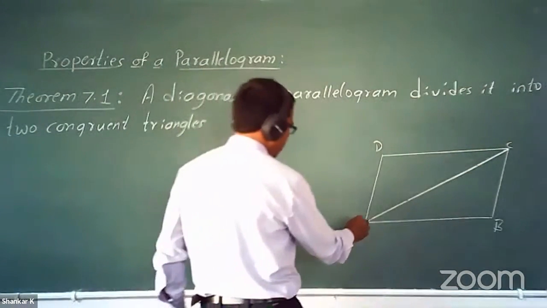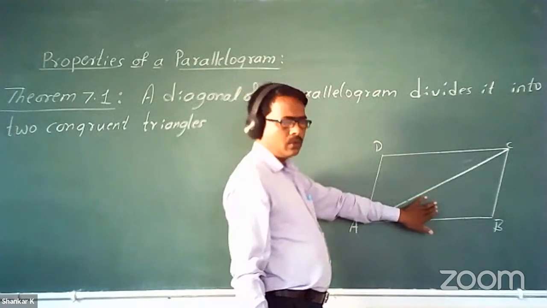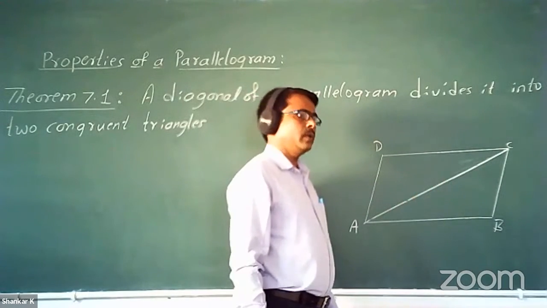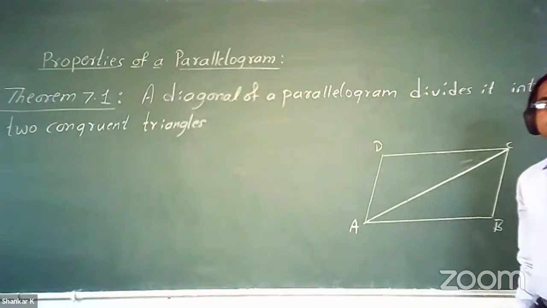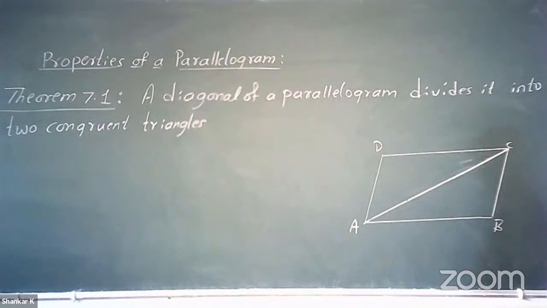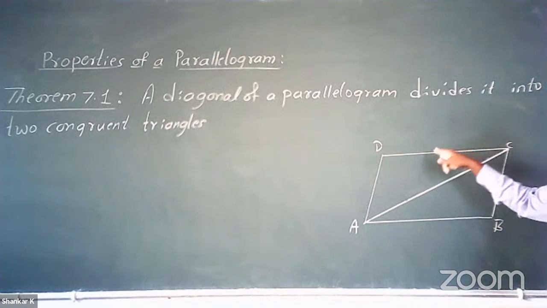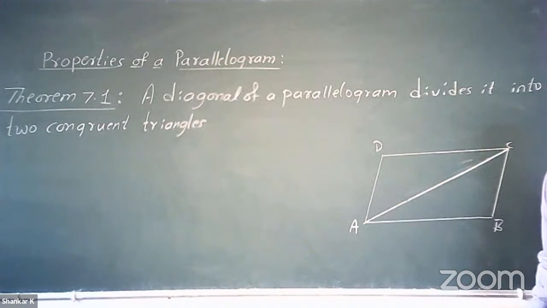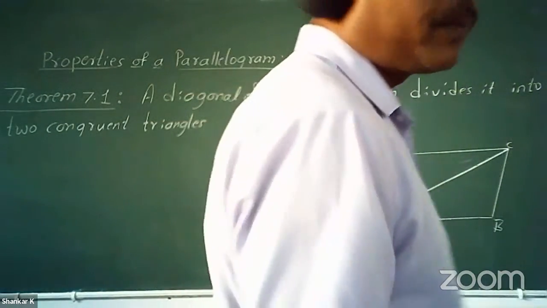Here AC is the diagonal. AC diagonal divides the parallelogram into two triangles, and these two triangles are congruent. Congruent means the 6 elements of one triangle are equal to the 6 elements of the other triangle. That is, 3 sides of this triangle and 3 sides of the other triangle are equal, and 3 angles of this triangle and 3 angles of the other triangle are equal. That is, corresponding elements are equal. How to prove this?